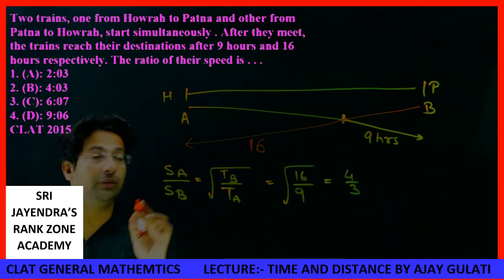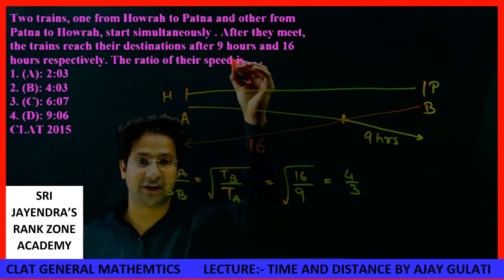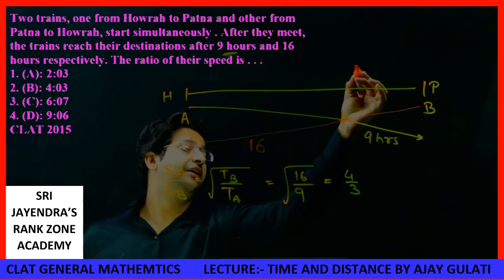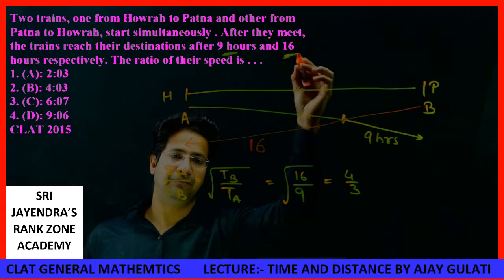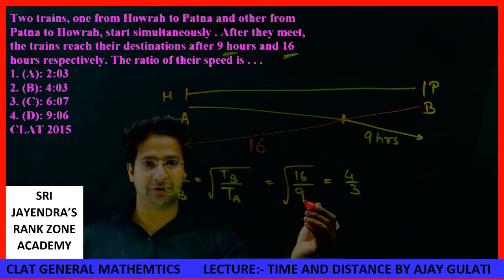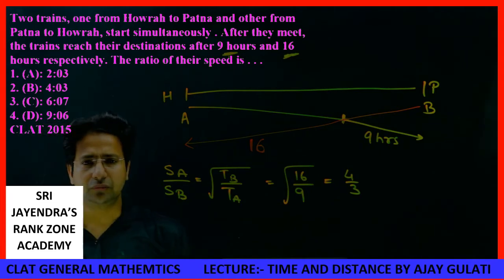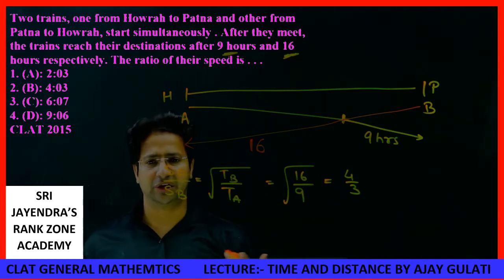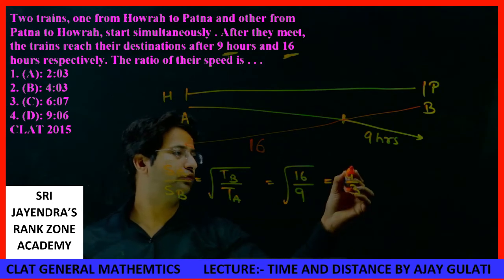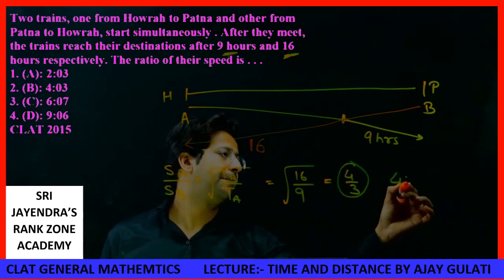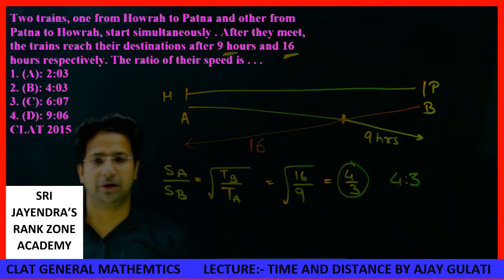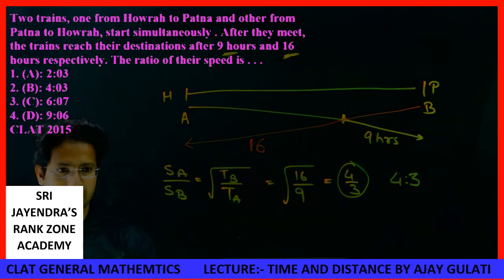4:3. You have to be very careful what is being asked. The first train took 9 hours, the second train took 16 hours. Okay, so this is 9 and 16. 9 comes here, 16 comes here. So your answer is 4:3, whatever it is said. 4:3 is the precise answer. Option number B. Next question now.